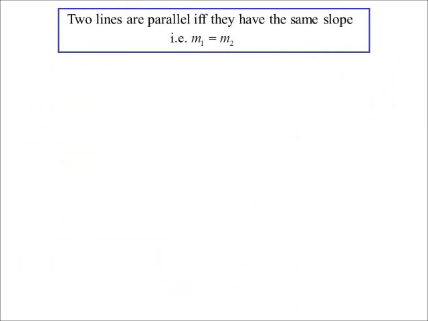Two lines are parallel if and only if they have the same slope. So no, I did not misspell if. That is the correct spelling for if. It means if and only if. And what that means is the theorem reads the same backwards as forwards. Some theorems read both ways, some only read one way. In this case, we can go either way. If I know they have the same slope, I can say they're parallel. If I know they're parallel, I can say they have the same slope.